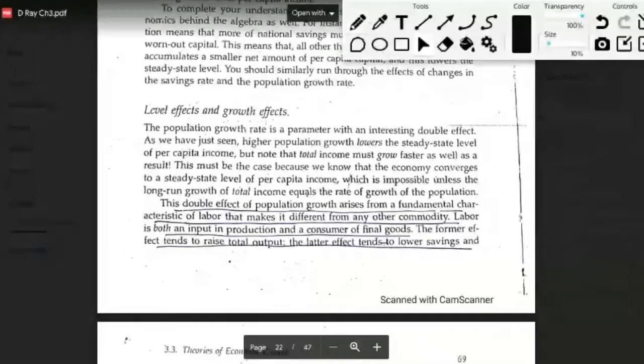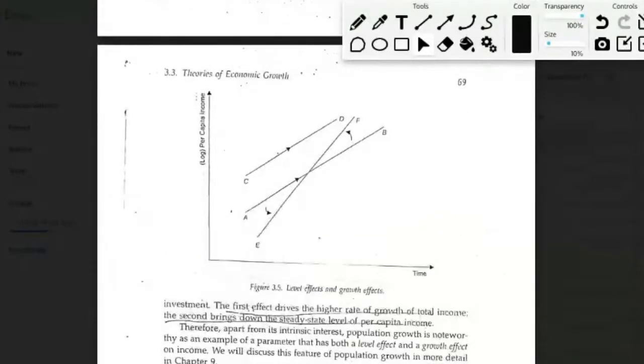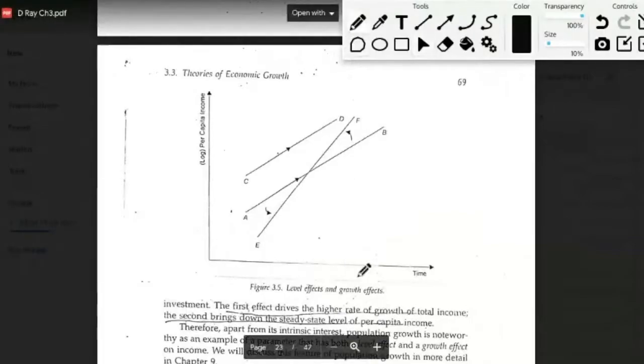If we look at the level and growth effects, it is represented very nicely by this figure 3.5. You have five points here: A, B, C, D, and E. On the y-axis, we have the log of per capita income, and on the x-axis, we have time. If you compare AB with CD, you see that the slope of these two lines is the same, and the slope of these two lines represents the growth rate, because it is delta per capita income by delta time, and that's nothing but the growth rate of per capita income.